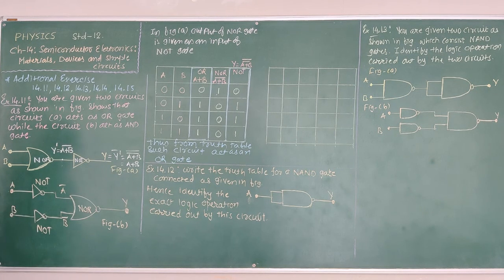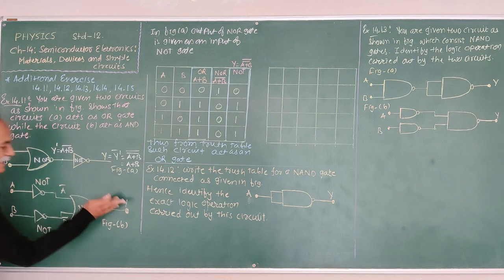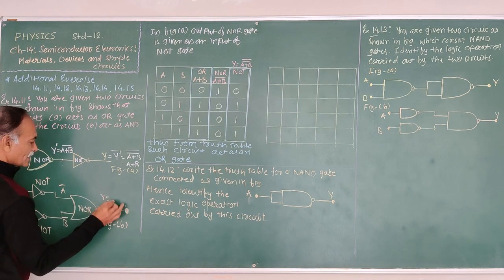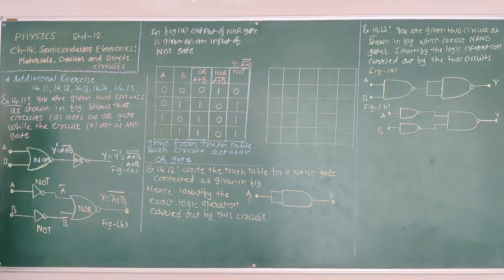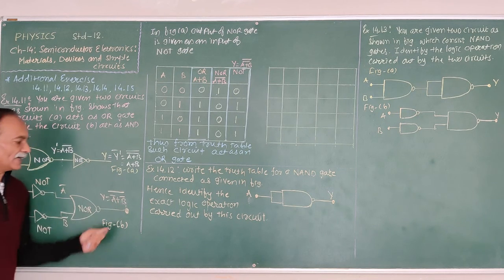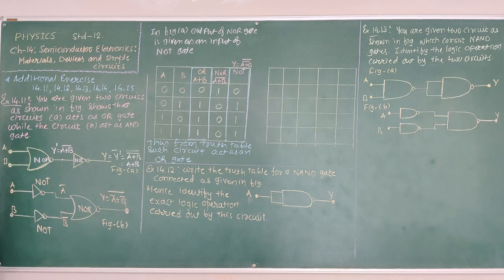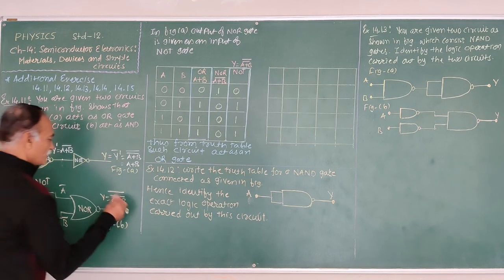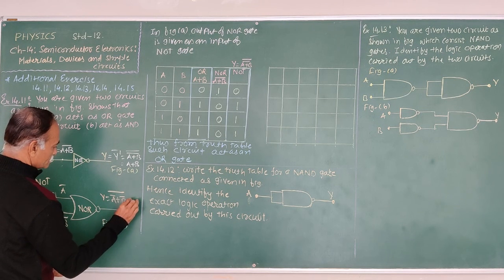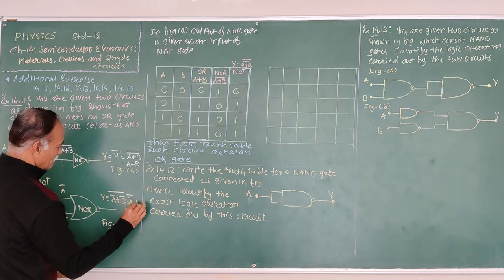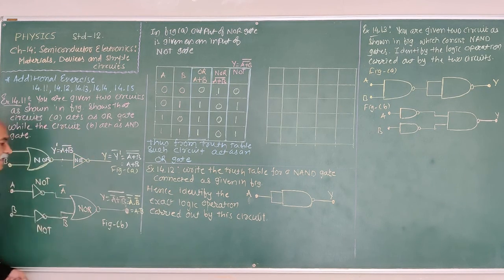Now what should be the final output of the NOR gate? Final output of a NOR gate, Y is equal to A bar plus B bar, whole bar. Due to this bar, the operator is changed. Therefore, we can act this way: A double bar dot B double bar. Therefore, that is A dot B. That means it acts as an AND gate.